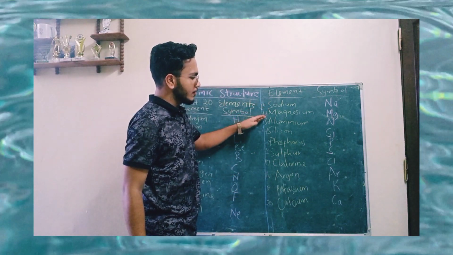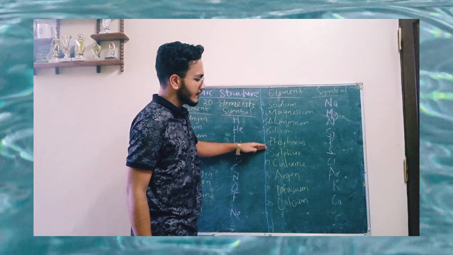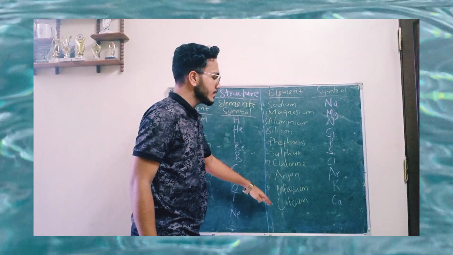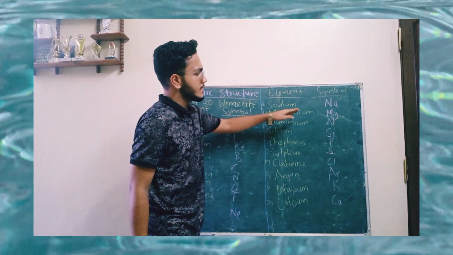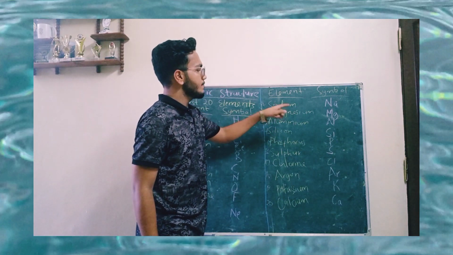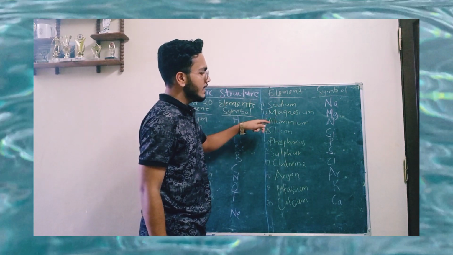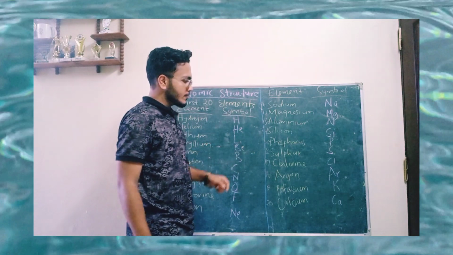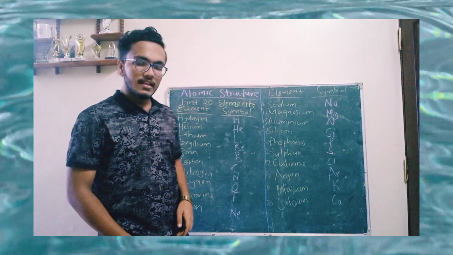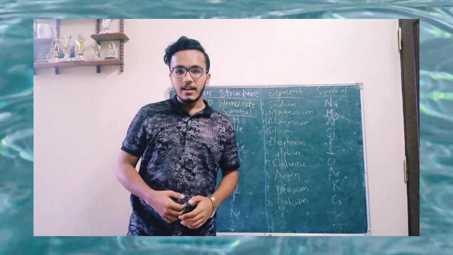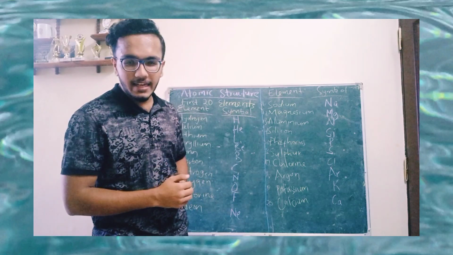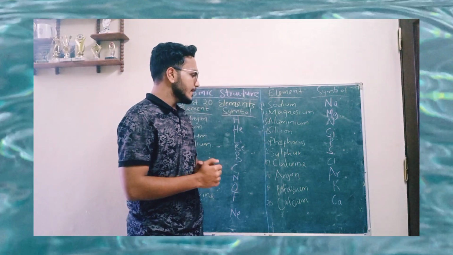Sodium, magnesium, aluminium, silicon, phosphorus, sulfur, chlorine, argon, potassium, calcium. Sodium represented as Na, magnesium as Mg, aluminium as Al, silicon as Si, phosphorus as P, sulfur as S, chlorine as Cl, argon as Ar, potassium is K, and calcium is Ca.